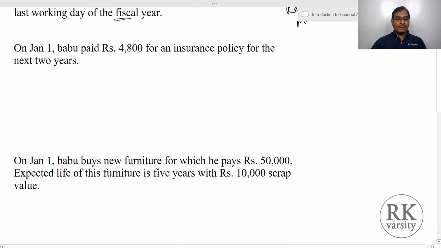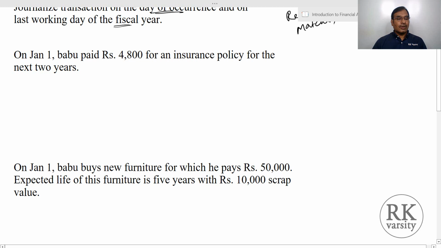So these are the three accounting principles. Now we look at the first transaction. On January 1st, Babu paid rupees 4,800 for an insurance policy for the next 2 years. So the insurance policy is paid for 2 years. In the first instance, on January 1st, one is your prepaid insurance, because you paid insurance for the coming 2 years, and the second one is your cash. Prepaid insurance is an asset, cash is also an asset.